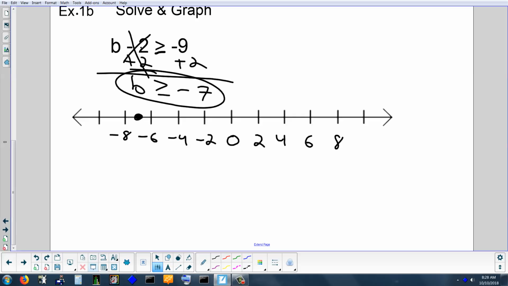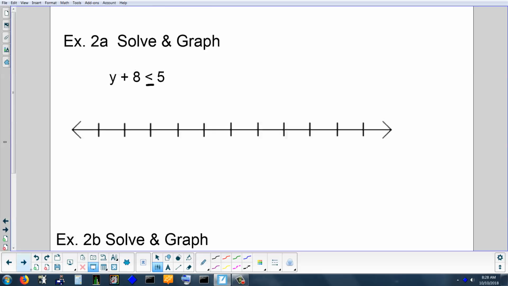How do you know that? Because it's pointing, like, that way. Right, it's pointing to the right, and it's set up the way that it should be. Yep, good job. Letter, symbol, number. All right, so I'm just going to shade to the right. Any questions on that one?